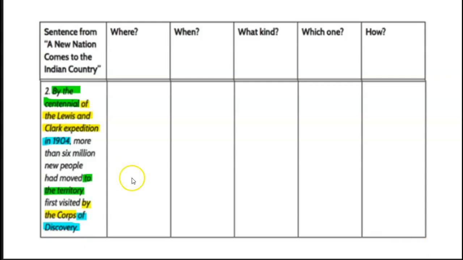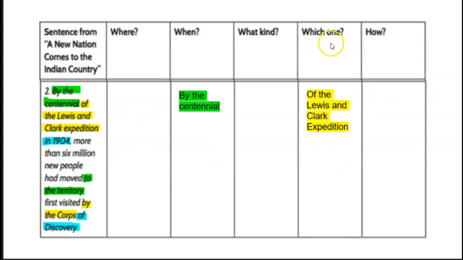Okay, so now let's go through each one. By the centennial is when, because it's asking when it's happening. Well, by the centennial. Of the Lewis and Clark expedition is asking us which one. So we're talking about which expedition: the Lewis and Clark expedition. In 1904 is also telling us when. That's a date, so that one's pretty easy.